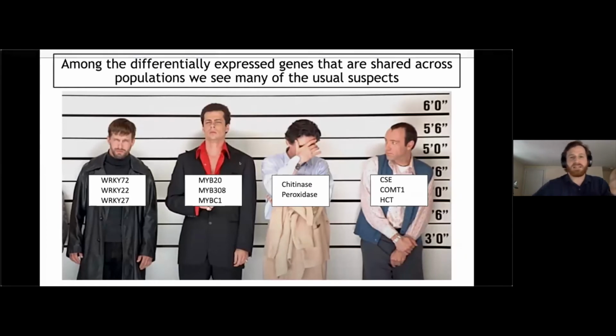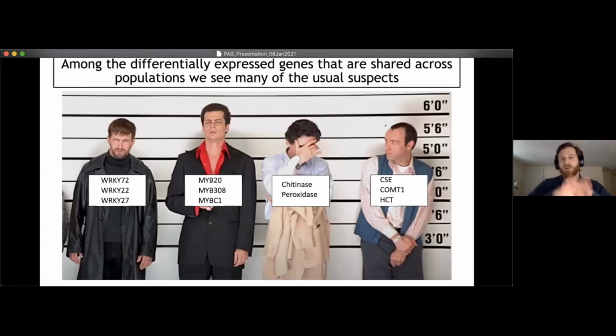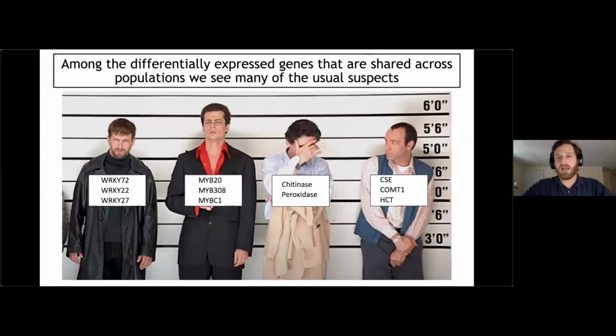However, among the sets of differentially expressed genes that are shared across populations, we see sort of a cast of usual suspects. So here, for instance, we see a number of WRKY transcription factors that are well-known mediators of plant defense response, as well as several MYB transcription factors that are known to be involved in secondary metabolite accumulation, as well as chitinase and peroxidase pathogenesis-related genes, and then a number of genes in the phenylpropanoid pathway. And it's these phenylpropanoid genes that I'm going to be focusing on for the second part of the talk, which is looking at some functional characterization.